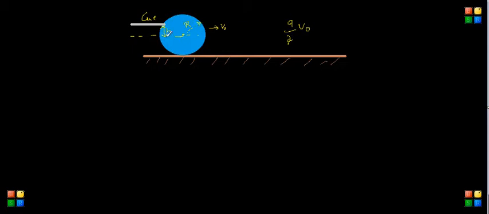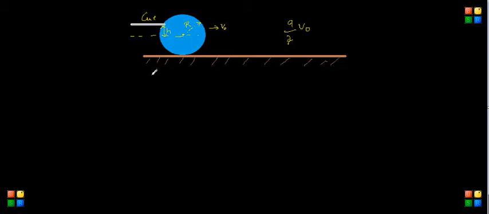Given the radius r of the ball, we need to investigate what is the height h above the central line of the ball at which this cue must hit the ball, so that the final velocity is 9 by 7 v naught. Now first understand why there will be an increase in velocity, why the velocity will increase from v naught to 9 by 7 v naught.